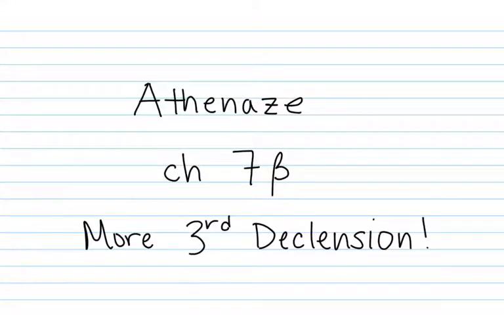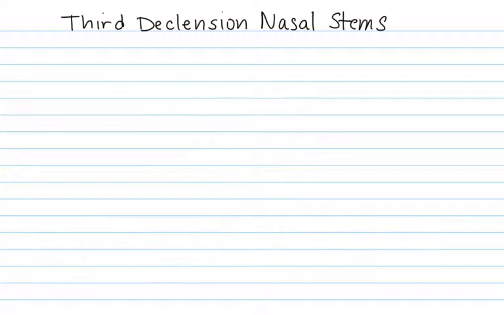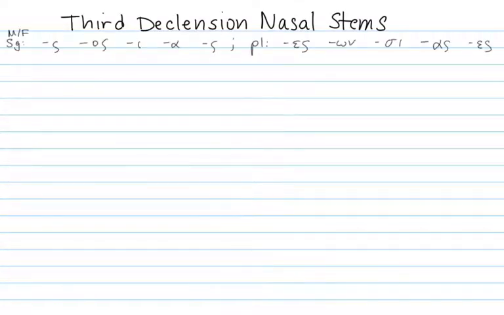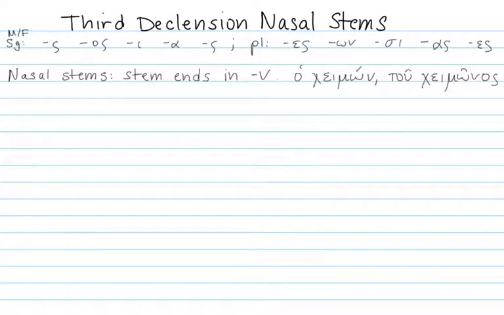Welcome to Atanasda Chapter 7 Beta, in which we talk about more third declension mini paradigms. So first up, we're going to talk about nasal stems. Just a reminder, here are your masculine and feminine endings for the third declension. Nasal stem means any word where the stem ends in the letter nu. Our sample noun is going to be ho hemon tu hemonos.